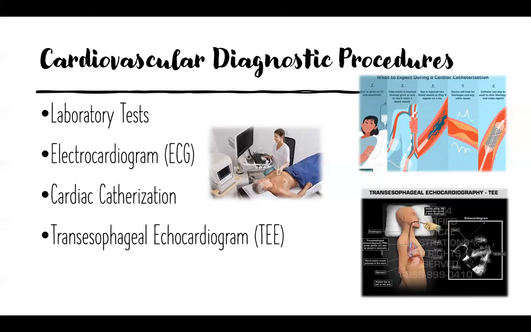Other interventions include performing a neurovascular assessment on the client every 15 minutes for the first 2 hours, and then every 30 minutes until the client is able to sit up. Again, every 15 minutes for the first 2 hours, then every 30 minutes until the client is able to sit up.